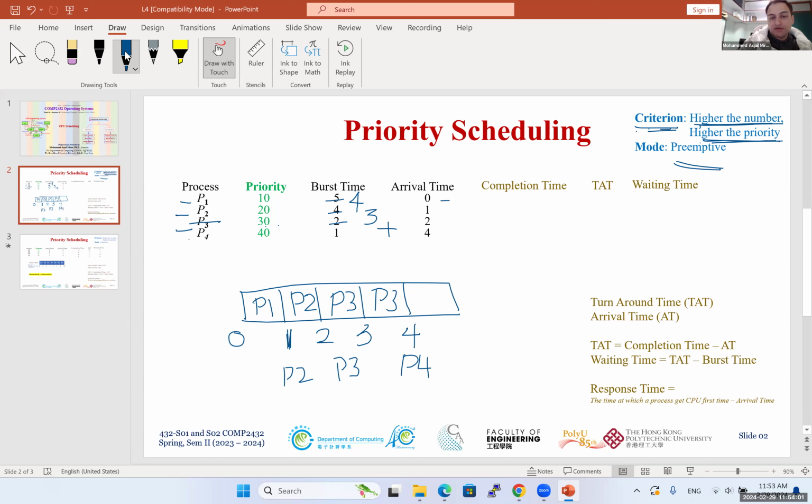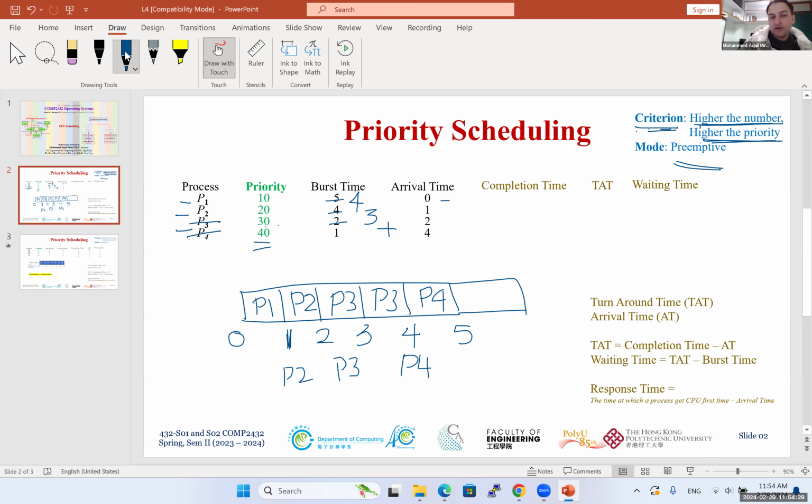When process P4 has arrived, it has the priority of 40, which means it has the highest priority. So it will execute first here, and it only needs to execute for one cycle. Once it executes for one cycle, P4 also gets terminated. Now, once P4 gets terminated, P1 and P2 still need to be executed.